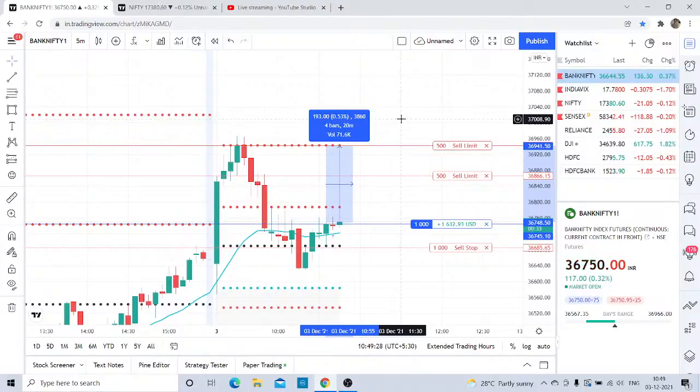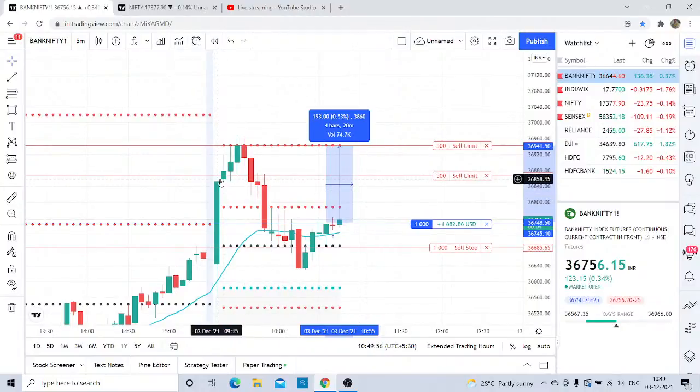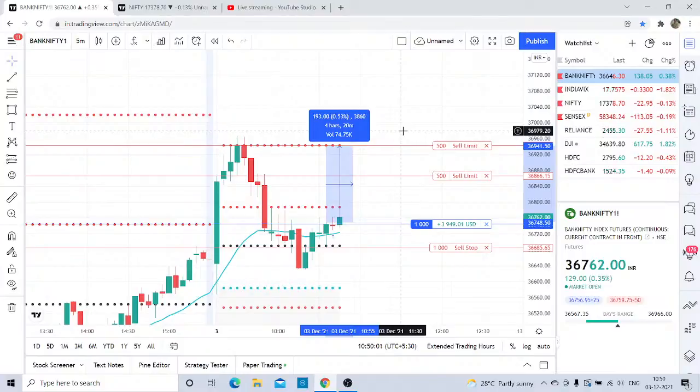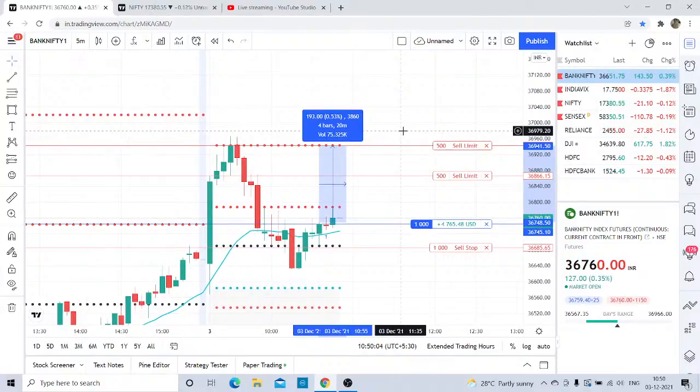The strategy which I have used here is, see this candle, this green candle is closed above the 20 moving average and near the pivot, this previous day high. So I entered here. Now my stop loss is below this pivot, and my target would be the first candle's high and today's high. So two targets we have. Let's see what will happen.